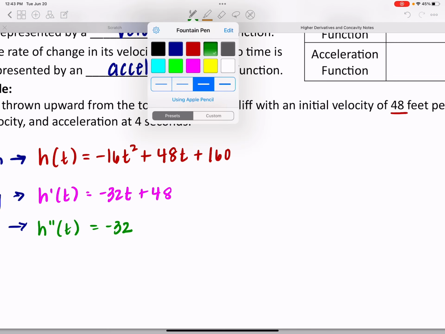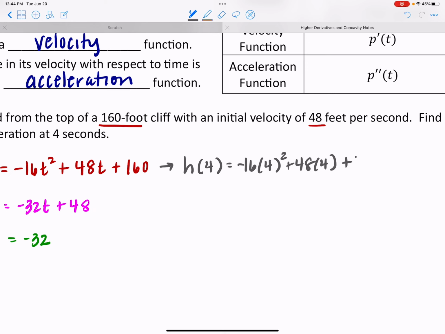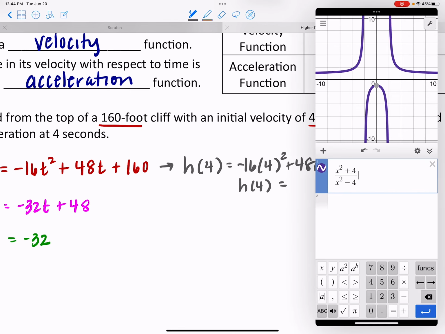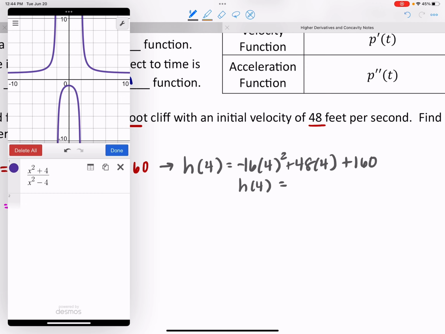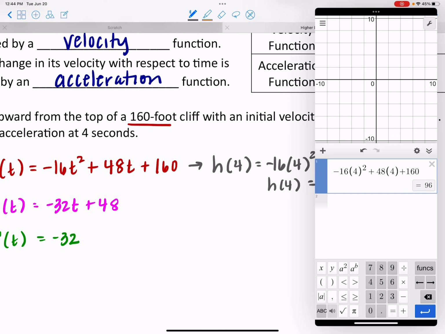So at 4, we've got to plug 4 into each of these. h of 4 would be negative 16 times 4 squared plus 48 times 4 plus 160. I am not trying to do this in my head. So h of 4 is going to equal 96. 96 feet. At 4 seconds, this ball is at a height of 96 feet.